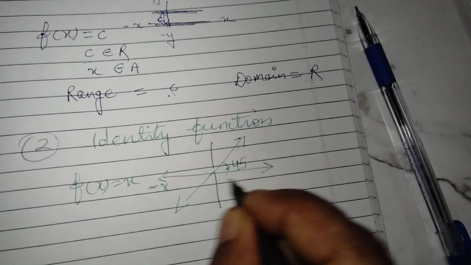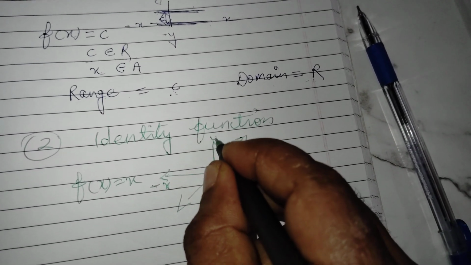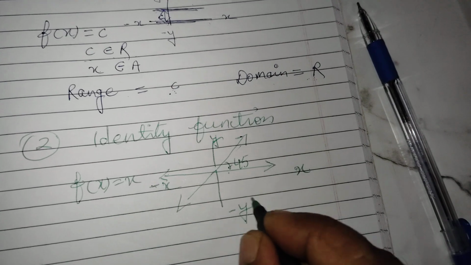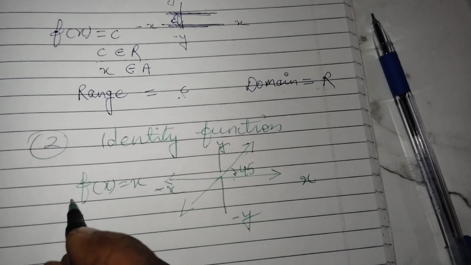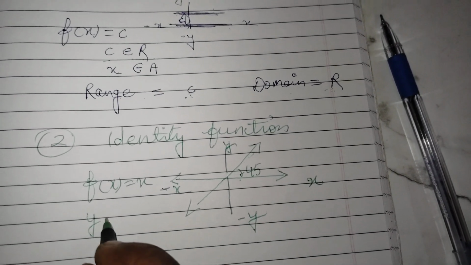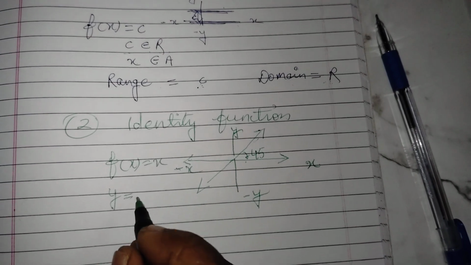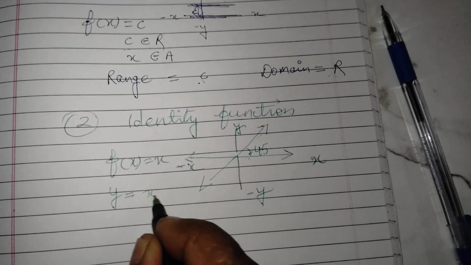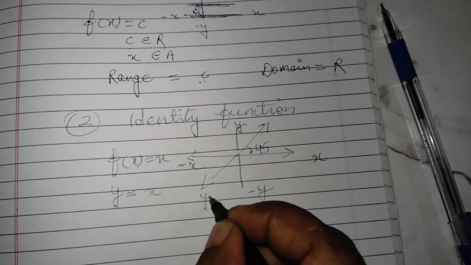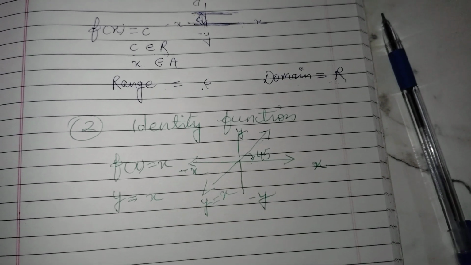This is minus x, this is plus x, and vertically is y and minus y. So this f of x can be written as y. Sometimes we replace f of x with y. So y equal to x graph is this one. This line indicates the y equal to x graph.